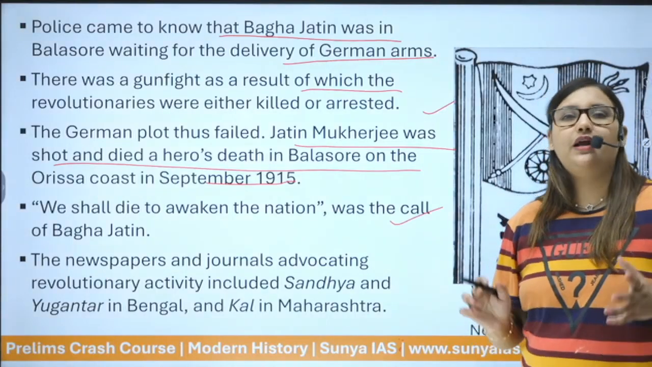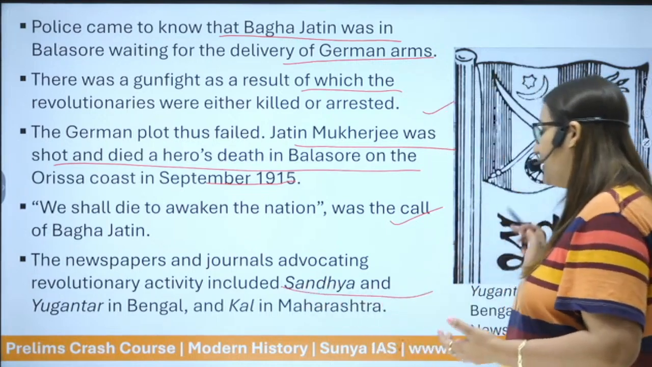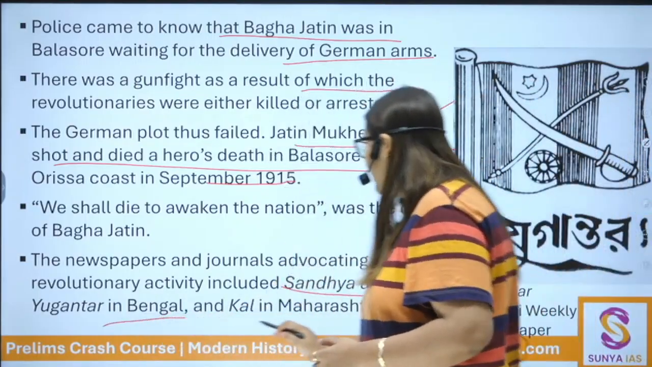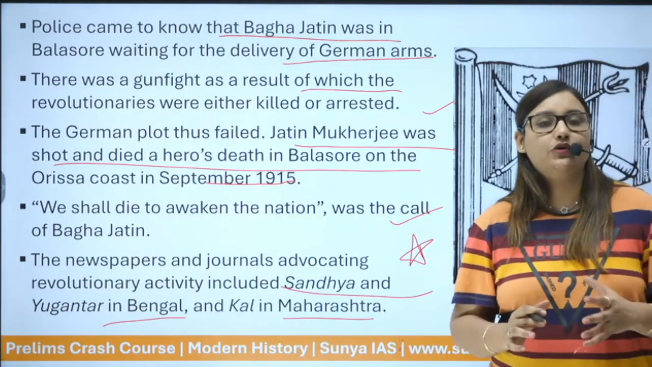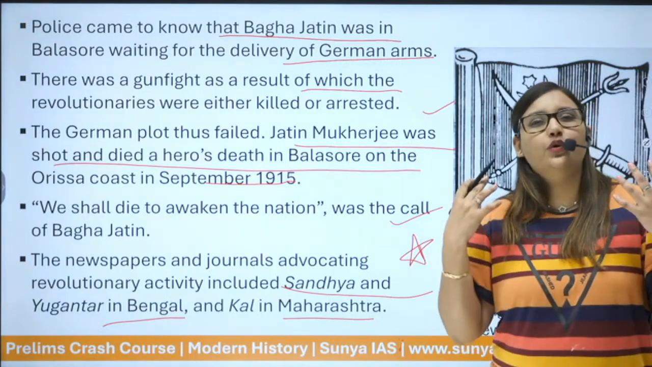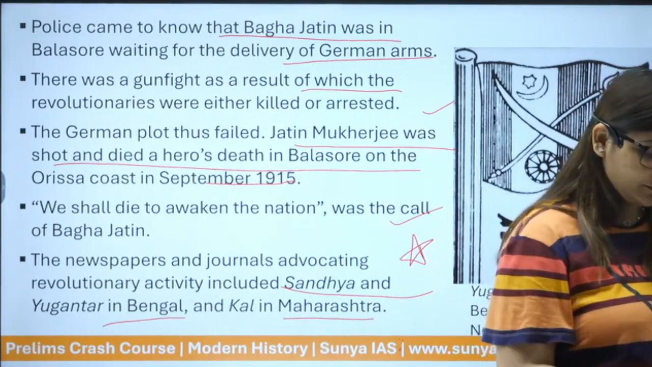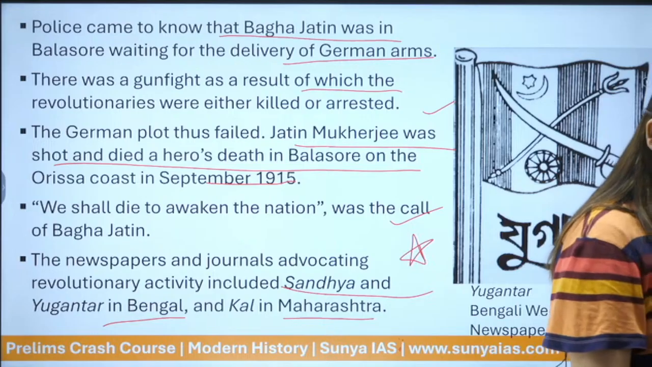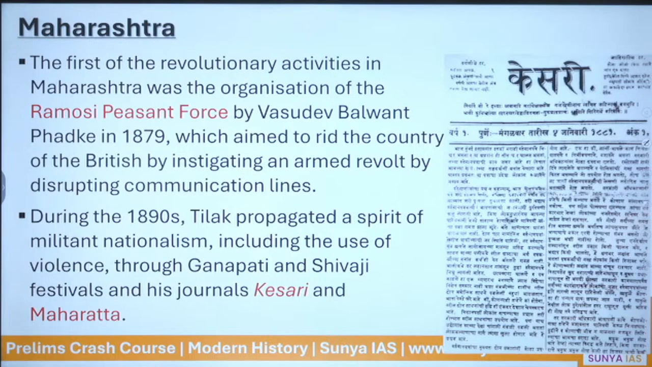The newspapers and journals advocating revolutionary activity included Sandhya and Yugantar in Bengal and Kal in Maharashtra. Please remember all these names, because these newspapers and journals really wished people to open their eyes and raise their voice. Clear? Okay. Do you guys have any doubts till now? Let me know if you want to ask something.